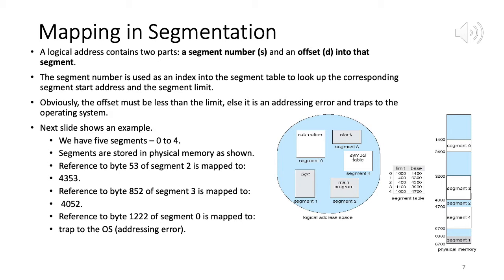Third, byte 1222 of segment 0. The segment number has been extracted from the logical address, and the offset is 1222. For segment 0, the base address is 1400. Now 1222 is more than the limit of 1000, which obviously means this is out of bounds. The segment is not big enough, so we've got our segmentation error. The address error is trapped to the operating system.